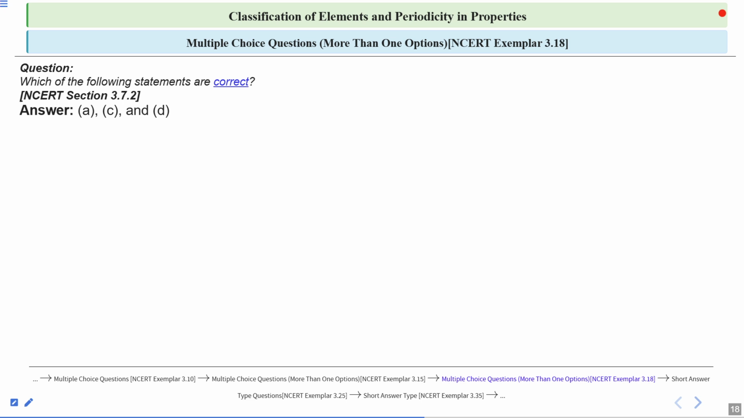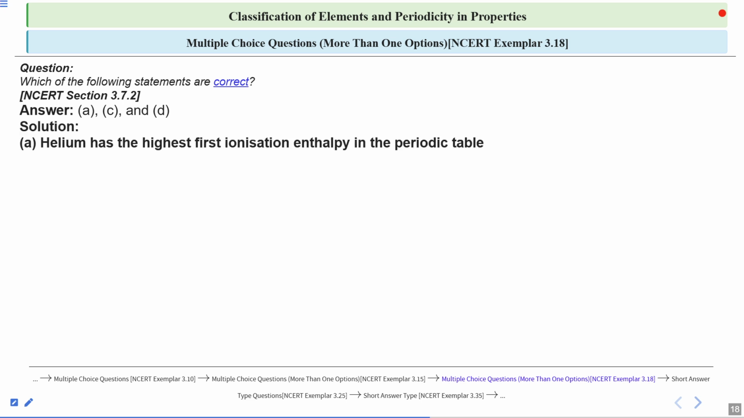Let us see how. We will talk about each of these statements one by one. So don't worry if you didn't get it. Let us talk about the first statement. So this was the first statement: Helium has the highest first ionization enthalpy in the periodic table. So this is very correct. How?